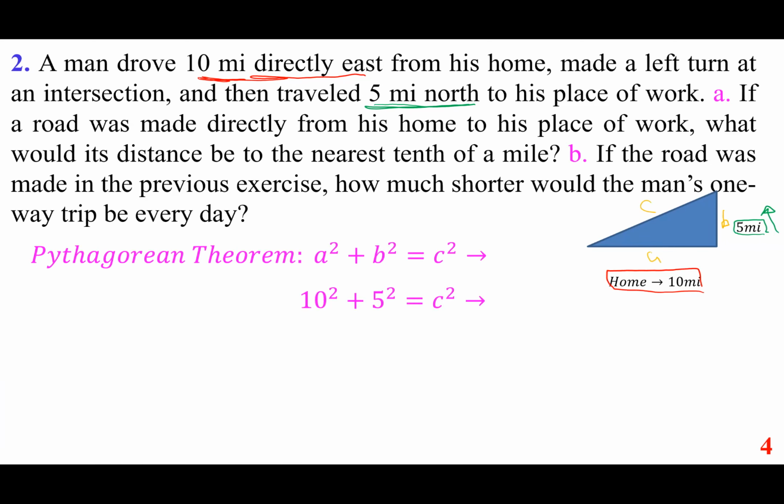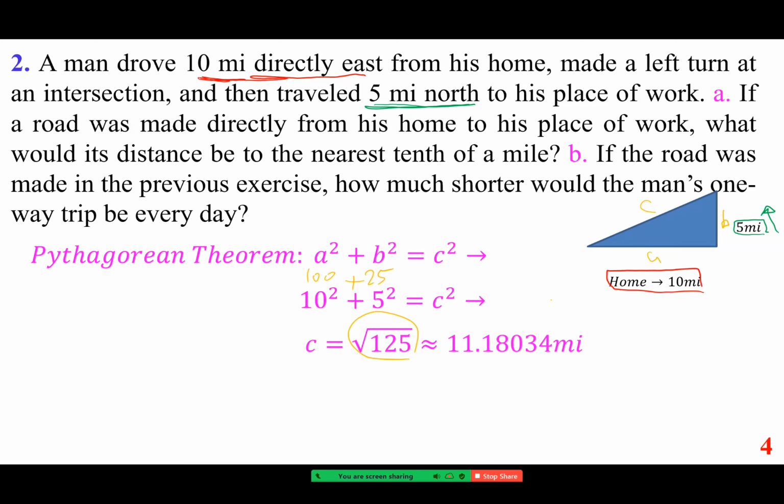10 squared is 100. 5 squared, 25. So precisely the square root of 125, and roughly with a bunch of decimals, 11.18034, and we use the same units, miles.